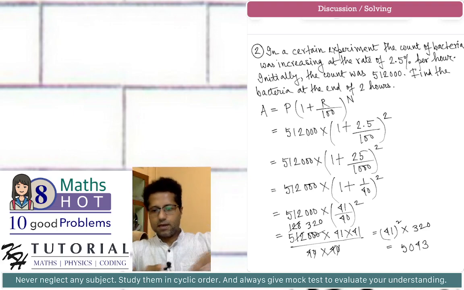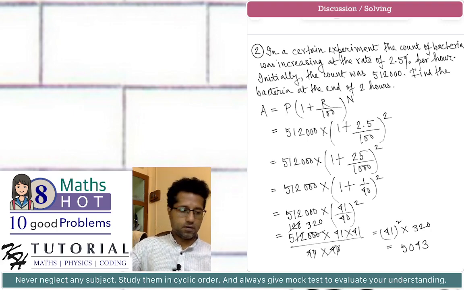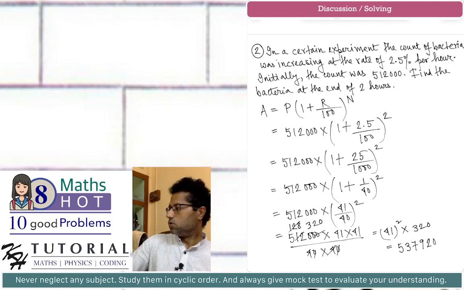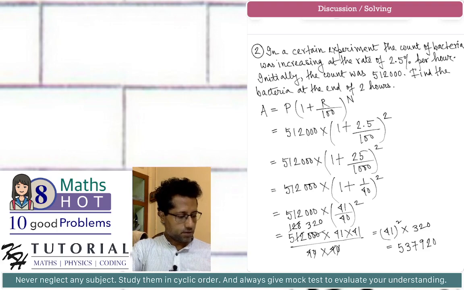I will again use the calculator. This is 41 squared. 41 multiplied by 41 is this, multiplied by 320 is 537920. My machine is running very slow. I hope this time the answer is correct. Let me quickly check. 537920 is the correct answer.